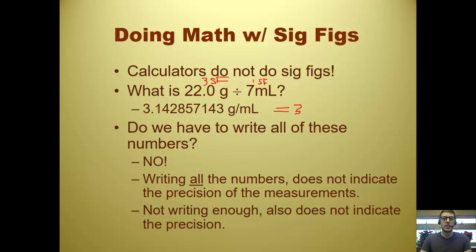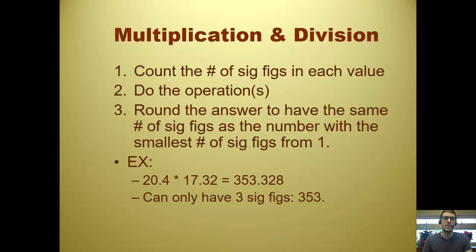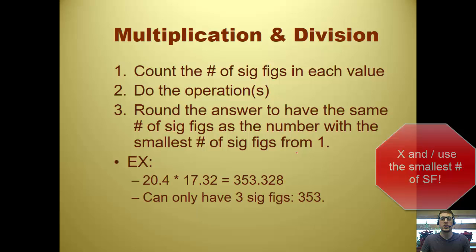All the numbers aren't necessary. If you don't write enough numbers, that doesn't tell you how much precision there is. So let's figure out, again, exactly how to do that. So with multiplication and division, you count the number of Sig Figs in each value like we did, then you do the operations, then round the answer to have the same number of Sig Figs as the number with the smallest number of Sig Figs.